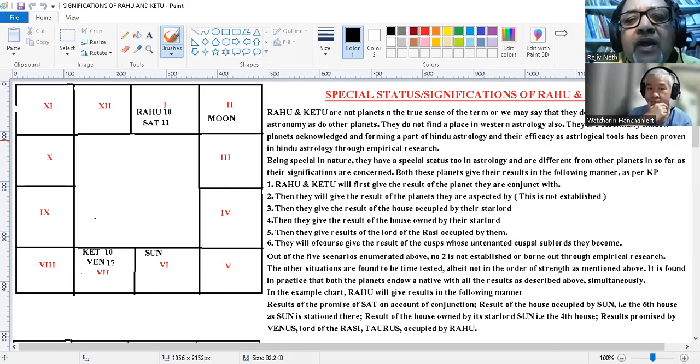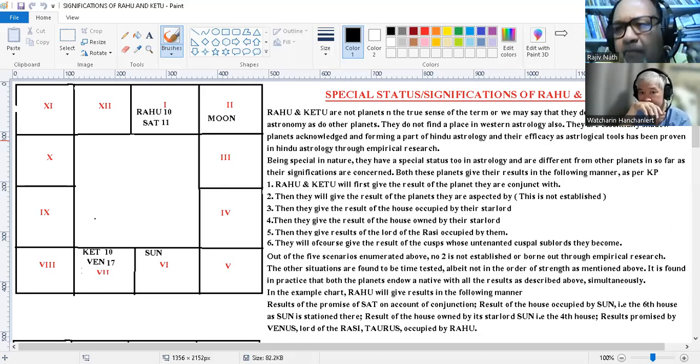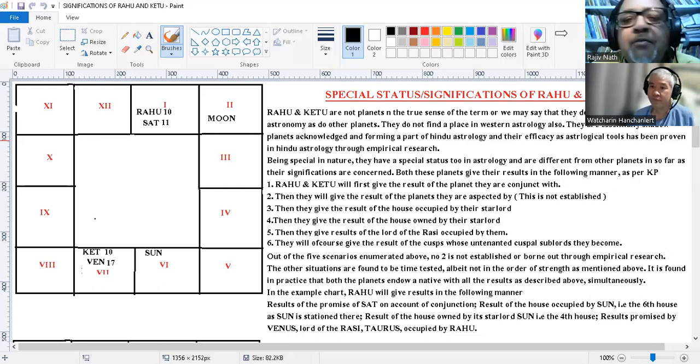So anyway, I'm reading out. Rahu and Ketu are not planets in the true sense of the term. They do not find a place in astronomy. They are only in Hindu astrology, in Indian astrology. They are not planets as such in the solar system. In astronomy, they don't find a place. They do not find a place in Western astrology also. They are essentially shadow planets acknowledged and forming a part of Hindu astrology. Their efficacy as astrological tools has been proven in Hindu astrology through empirical research. Being special in nature, they have special status too in astrology and are different from other planets insofar as their significations are concerned.